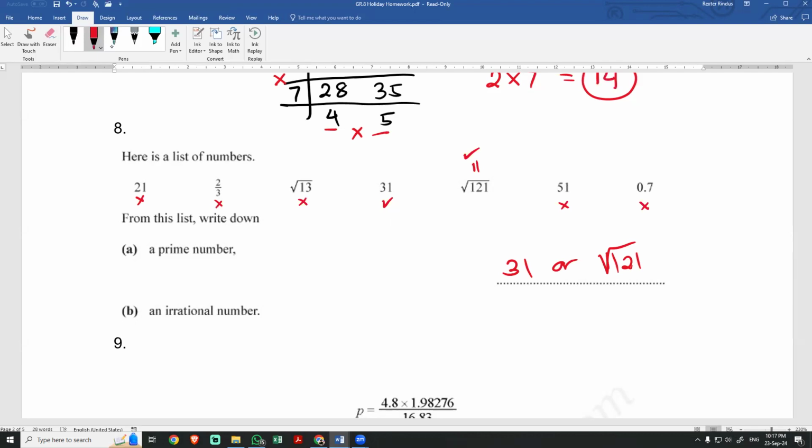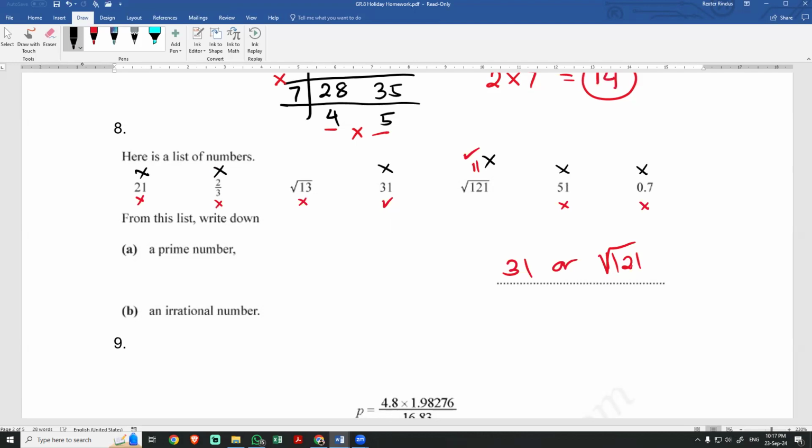Now, the next question is about an irrational number. By definition, irrational numbers are numbers that cannot be written as a fraction. If it cannot be formed as a fraction, then it's irrational. So this is eliminated, it's already a fraction, 21 over 1. This is already a fraction, this is already a fraction divided by 1, and this is already a fraction.